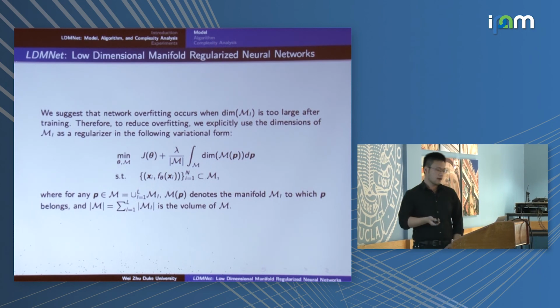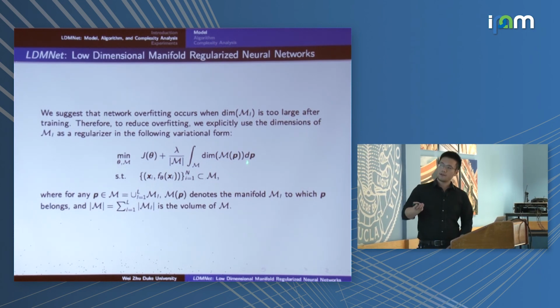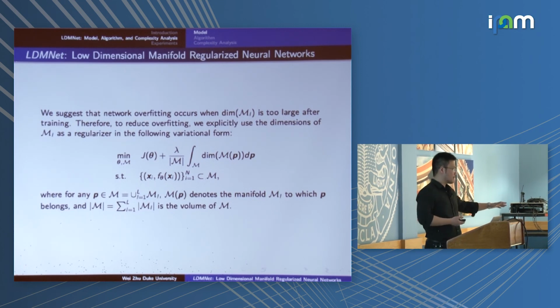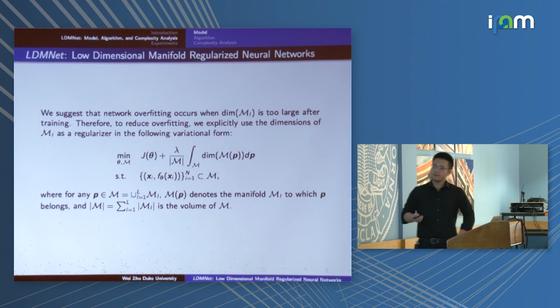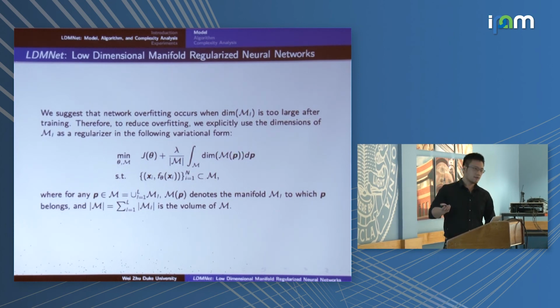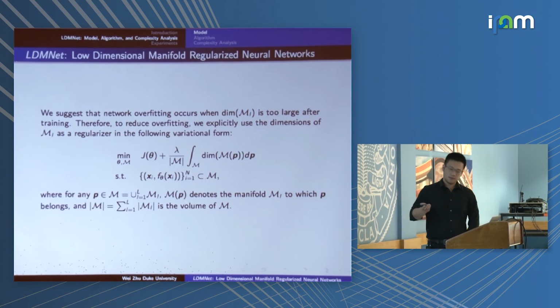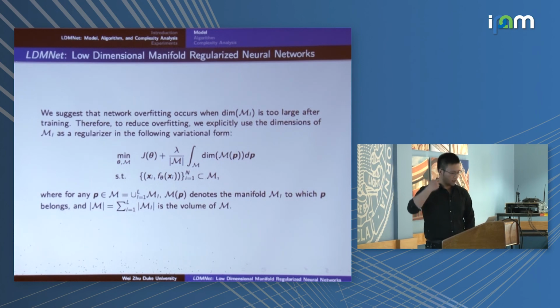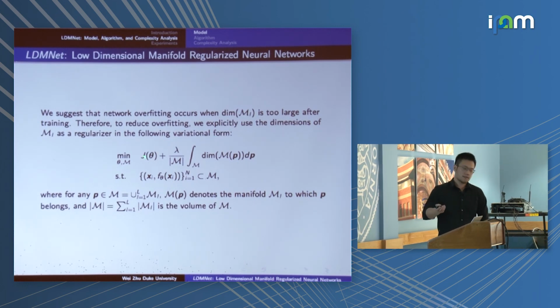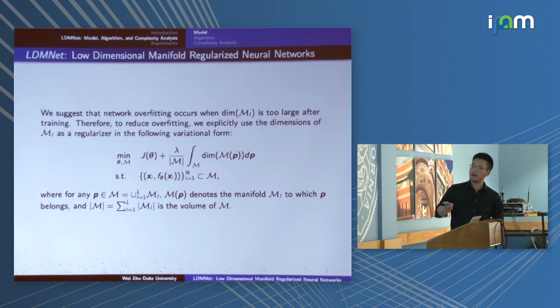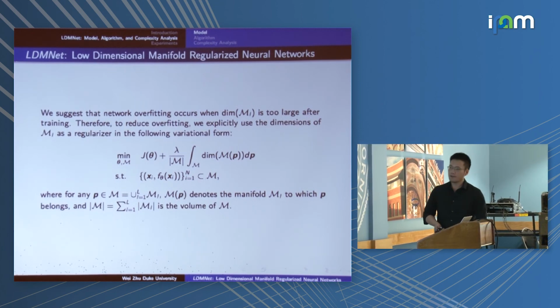Here we are taking the L1 norm of local dimensions because you cannot expect everything to lie on a single manifold with the same dimension. So for every P, which is a point on this manifold, we denote M_P as the exact manifold to which this P belongs. And this is the L1 norm of the local dimension. Basically, this is just the weighted sum of the dimensions.